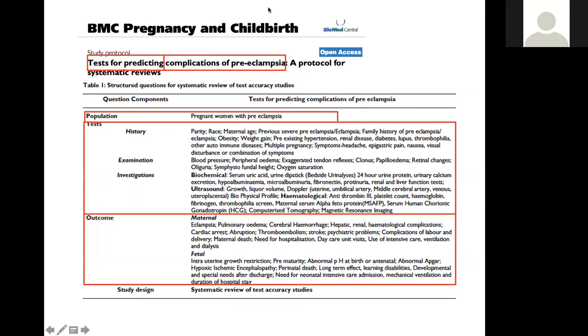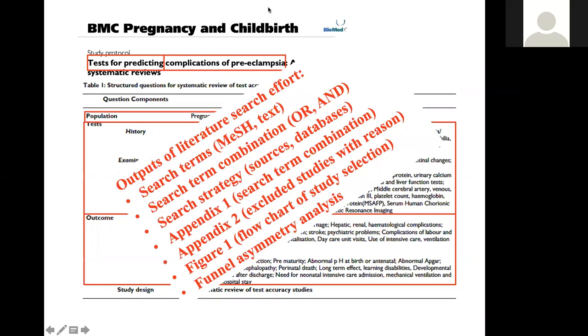And I emphasize to you that the purpose of this second step in systematic review is to produce the following efforts and outputs. The search term combination, using and or correctly to describe the search strategy. This is best done by including an appendix that includes the search term combination. It's also considered a good practice to include a list of excluded studies, giving the reason as to why they were excluded. This can be presented as an appendix. And figure one, which is a flow chart of the study selection.